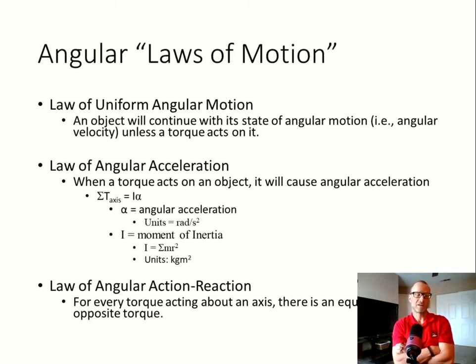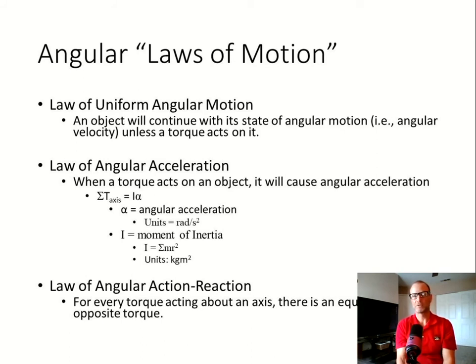Newton's second law of angular motion is the law of angular acceleration. When a torque acts on an object, it will cause angular acceleration, and we'll use this equation to link angular kinetics to angular kinematics. We will add up all the torques acting about an axis of rotation, and that will equal the product of angular acceleration and moment of inertia. We already know what angular acceleration is. That's the rate of change of angular velocity. The unique thing here is we have to use units of radians per second squared.